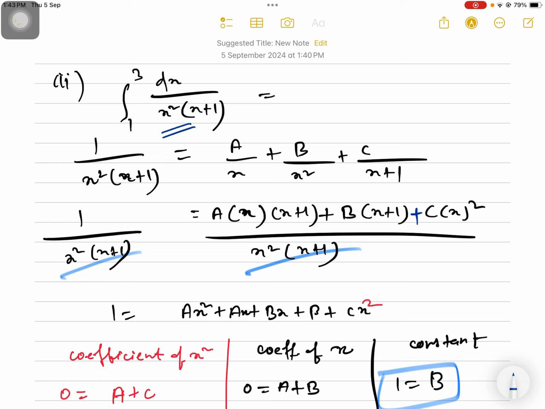Integrate limits 1 to 3, dx by x square into x plus 1. So in this question we have dx by x square into x plus 1. So you can see the denominators are in factors.